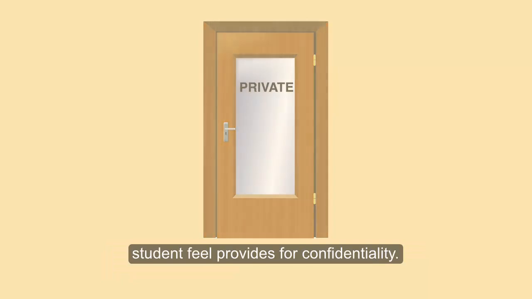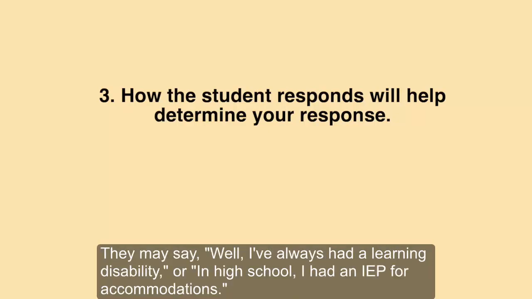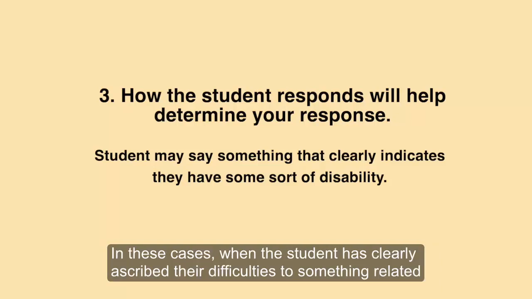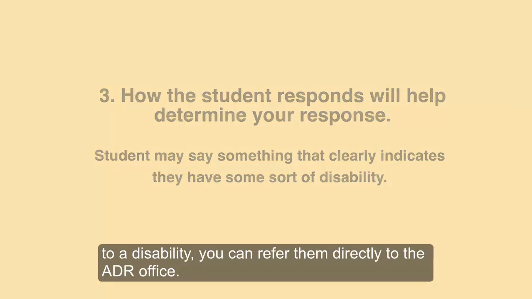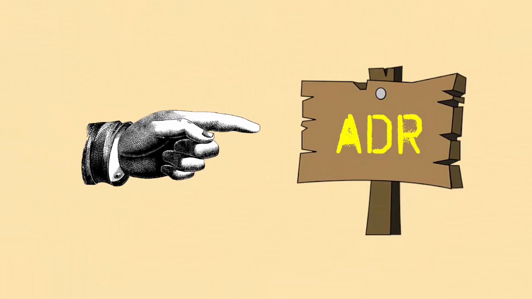Of course, all these discussions should be conducted in an environment that you and the student feel provides for confidentiality. Number 3, how the student responds will help determine your response. They may say, well, I've always had a learning disability, or in high school, I had an IEP for accommodations. In these cases, when the student has clearly ascribed their difficulties to something related to a disability, you can refer them directly to the ADR office.